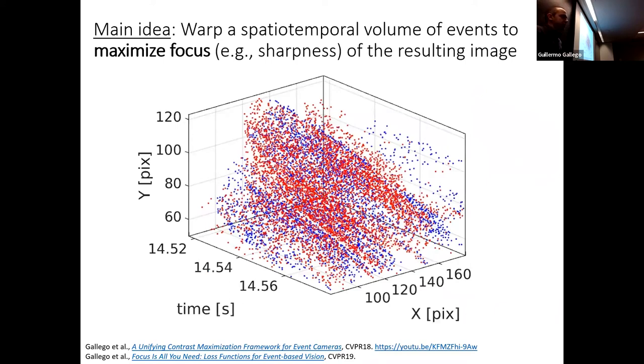This is the data collected by the camera over a few milliseconds, as you can see in the axes X, Y, and time. Each of these red and blue dots represents a brightness change at this pixel, at this time, either positive, which is blue, or negative, which is red. Assuming that these events were generated by moving edges, if we just look at the data like this, we will not be able to see which edges created these events.